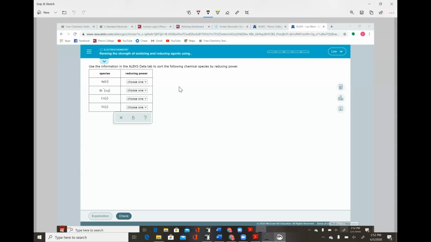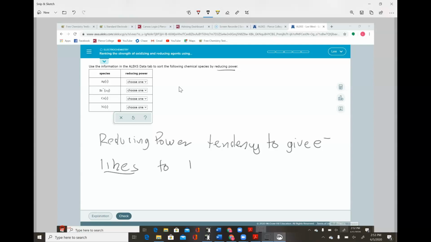So we want to think of what reducing power means. Reducing power means the tendency to give electrons, right? Because that's what it means to reduce something, it means to give electrons to the other thing. So it means what one likes to be oxidized, because if it's giving up electrons, that's what's happening.